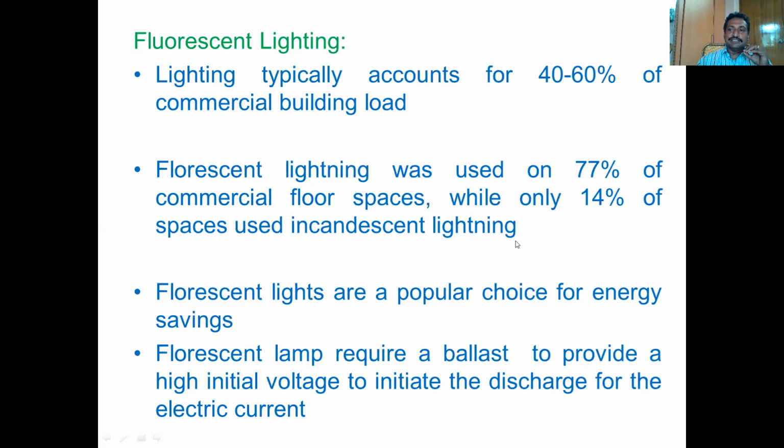Wattage is more, illumination is very less, and lifespan is also less. Energy consumption is more. So due to all the drawbacks, there are a lot of changes happening in the lighting system: fluorescent, CFL, LEDs. So these are the producers of harmonics.